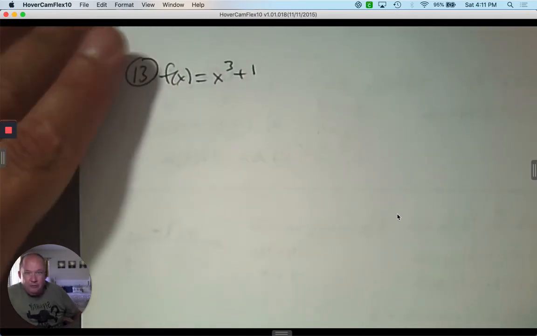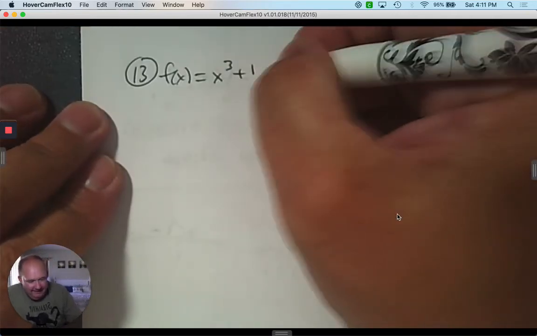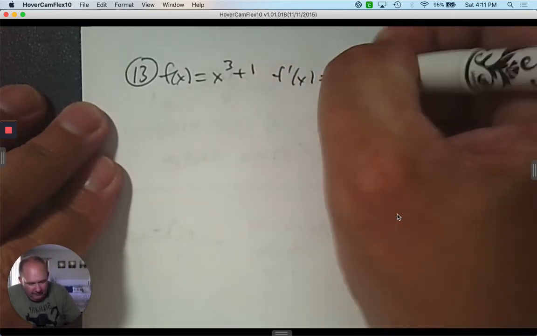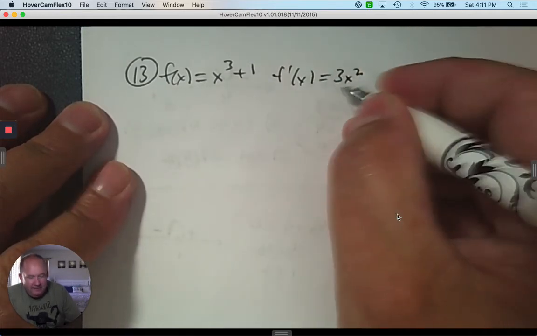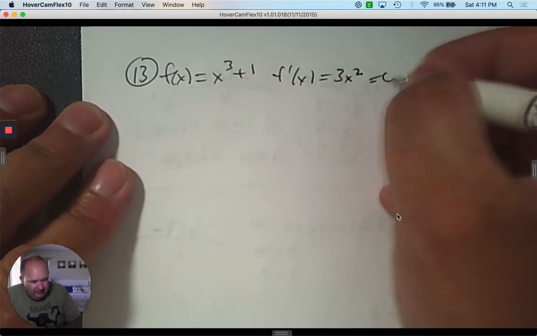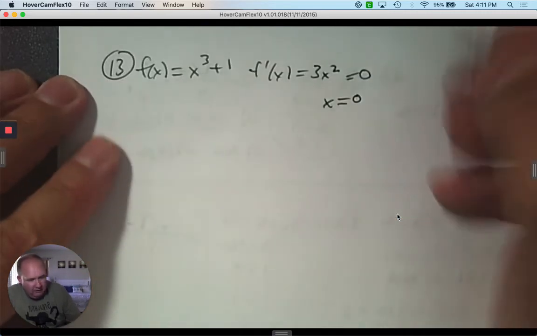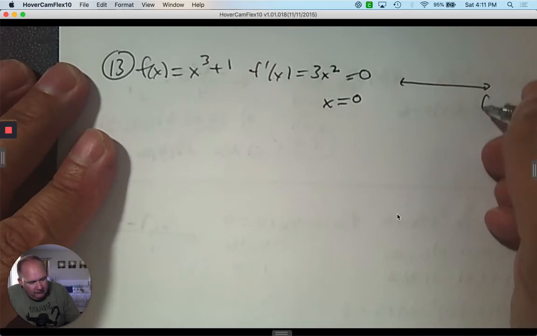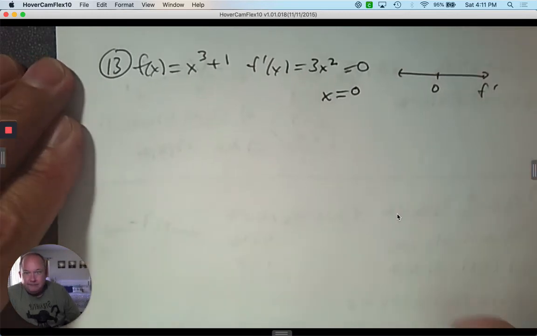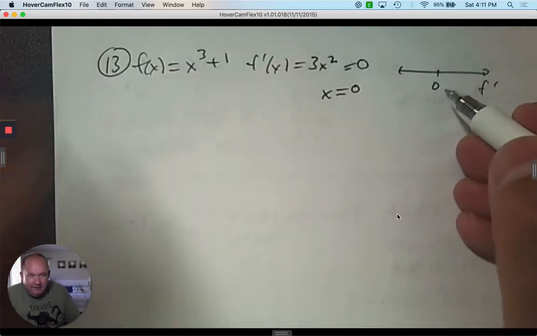All right, so here's a reward for those that tried it. The derivative here is just 3x squared. There is nothing that makes it undefined. If you make it equal to 0 and solve it, there's only one answer, that's 0. We're going to do a number line. So for the first derivative number line, the only critical value is 0.